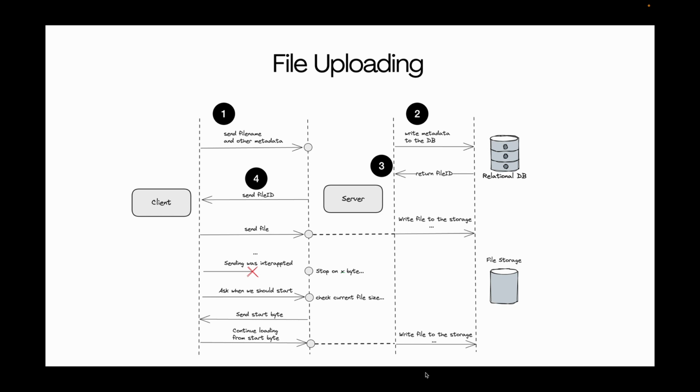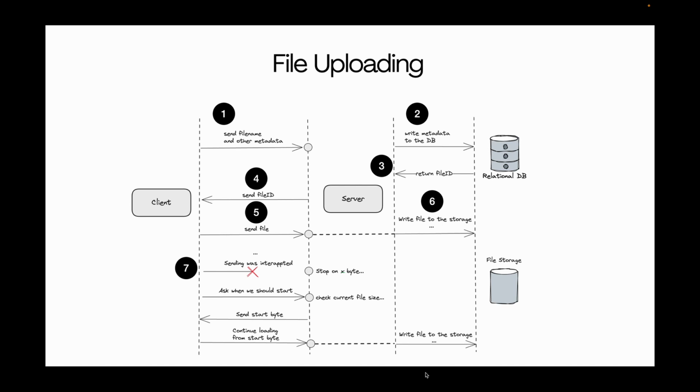interrupted for some reason. The client receives the file ID and now it starts loading the file to the server. So the next step, the server starts saving the file to the file storage. As you remember, we use two different storages: RelationDB for metadata and file storage for binary data. The next possible step: if sending was interrupted, we know that we stopped at byte X, for example.